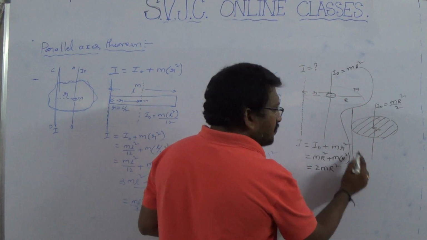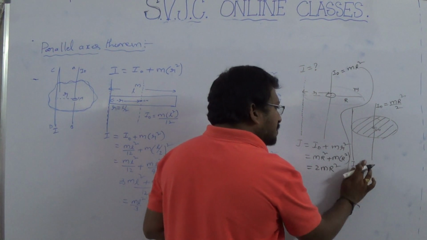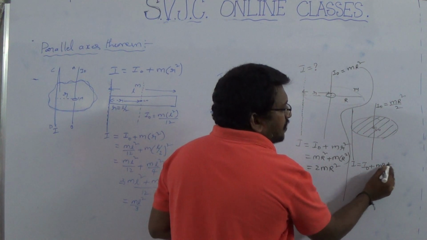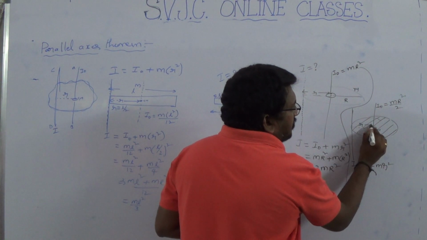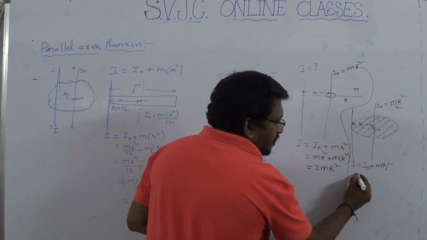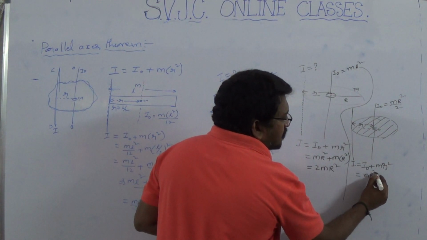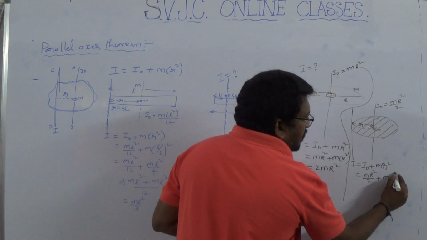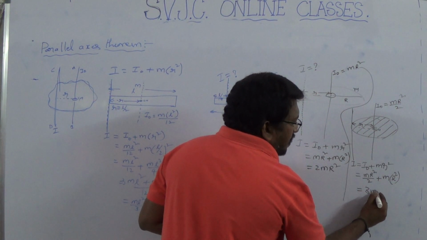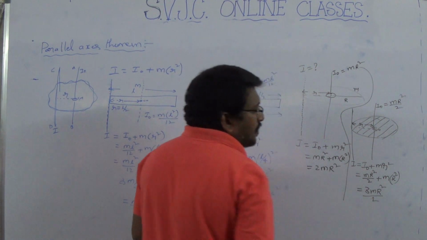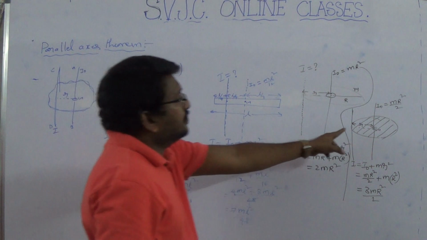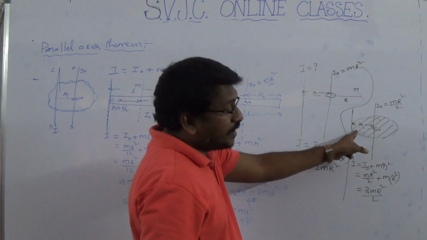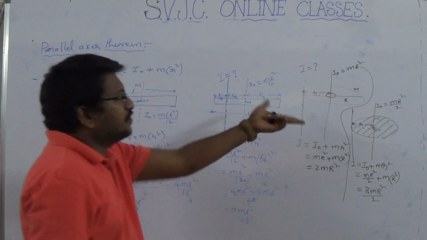Now what is this value? These two axes are parallel. Again, you are using the parallel axis theorem. I equal to I naught plus m r square. Here small r is the distance between these two parallel axes. I naught means m r square by 2, plus m r square. From that we get 3 m r square by 2. So that is the moment of inertia of the disk with respect to the axis passing through one end perpendicular to the plane. With the help of the parallel axis theorem we can calculate.